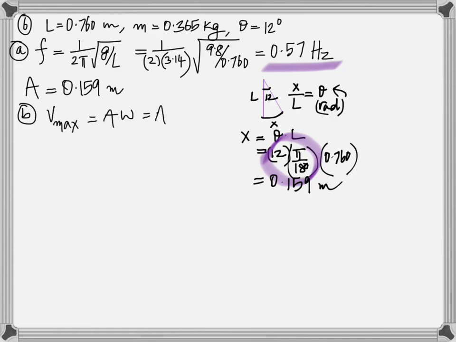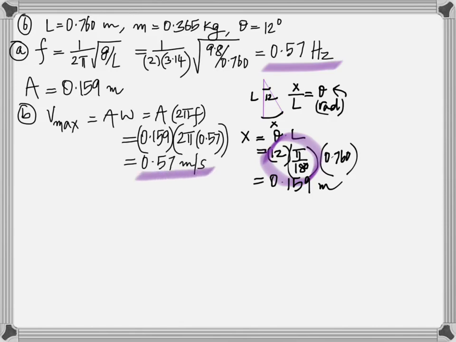And you're looking for the pendulum's speed at the lowest point, which is going to be maximum. Therefore, it's A omega. That will be 0.159. That's the amplitude. So that's an important point, because x here is the amplitude, which is 0.159, which we have used here, times 2 pi f, and you get the answer.